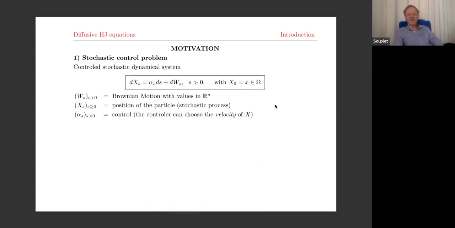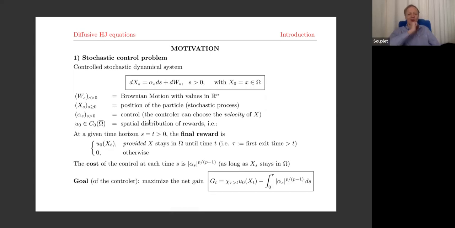The problem comes from stochastic control theory. So you consider a dynamical system with a white noise like this. X sub s denotes the position of the particle. Mathematically, it's a stochastic process, and the control is alpha s, and the controller acts on the velocity of the particle. And what is the connection with the PDE?